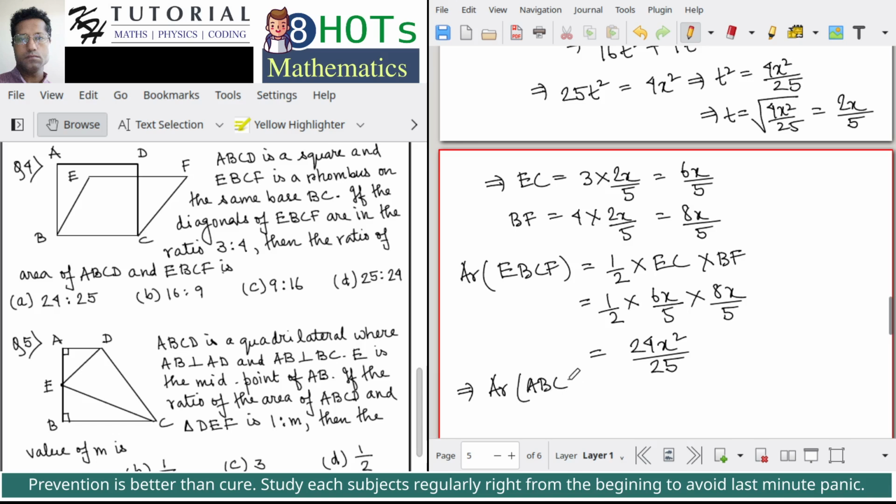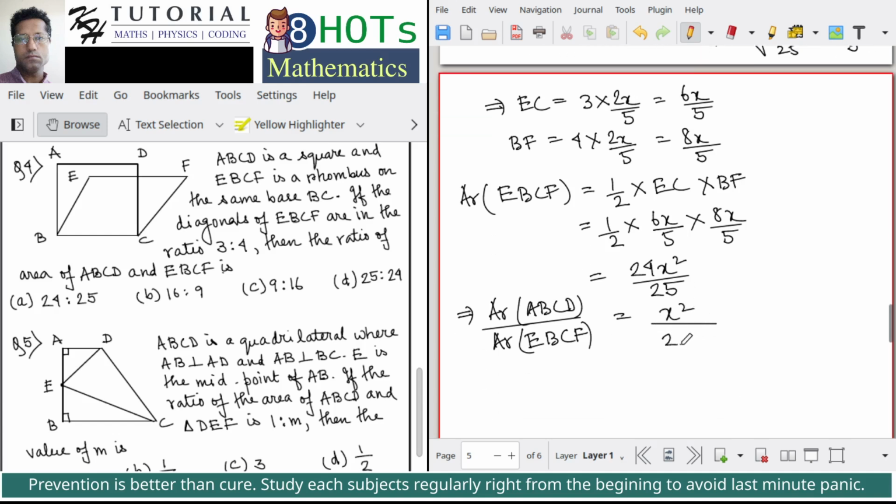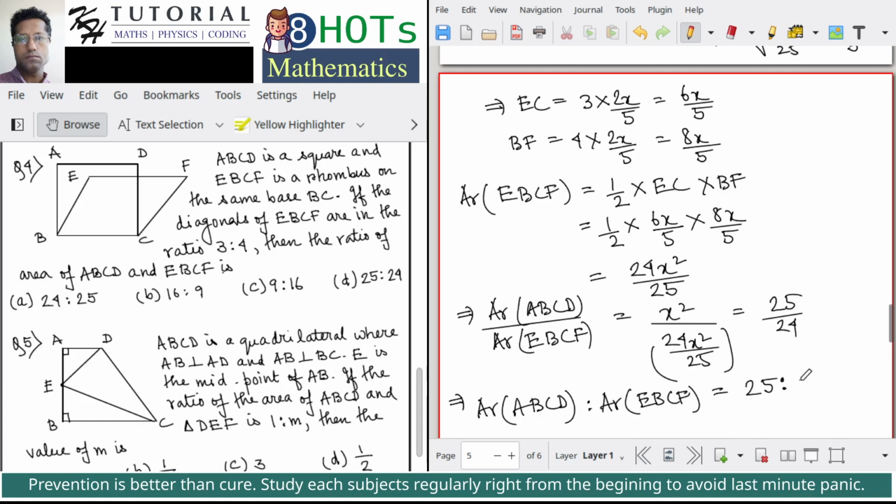It has asked to find the ratio of area ABCD to area EBCF. That will be equal to the area of the square, x square, divided by 24x square by 25. After simplification, x square will get cancelled out, and it is 25 by 24. So the ratio of the area of the square and the rhombus is 25 is to 24. Hence the correct choice is A. A is the correct choice.